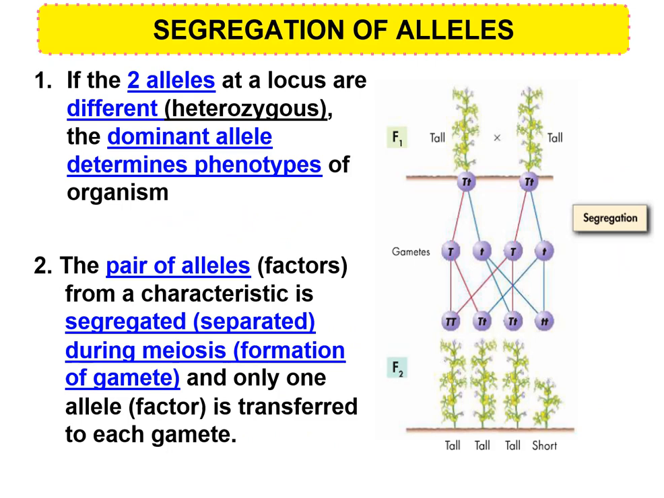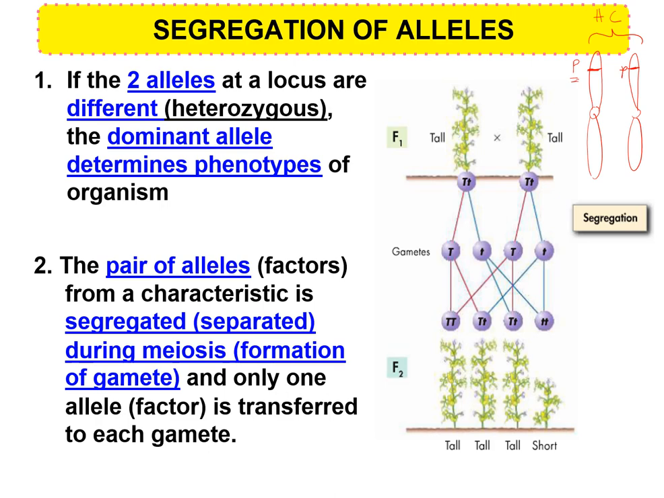If the two alleles at a locus are different, the dominant allele will determine the phenotypes of the organism. Maksud kat sini, dua allele at a locus, maknanya at a same locus. Contoh, kita ada kromosom, locus yang sama, ini adalah homologous kromosom. So, at the same locus, if the allele is different, meaning different kat sini, satu capital letter, satu small letter. Jadi, satu dominant, satu recessive. Okay, alright. If the two alleles are different, then the dominant allele will determine the phenotype. It will mask the effect of the recessive allele.